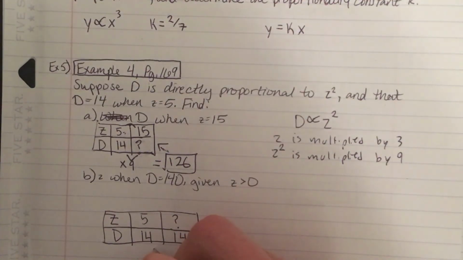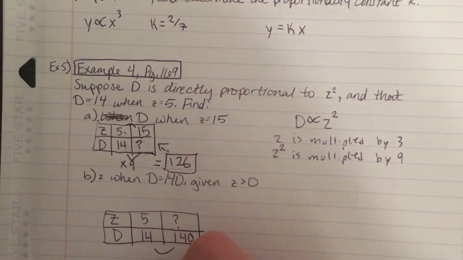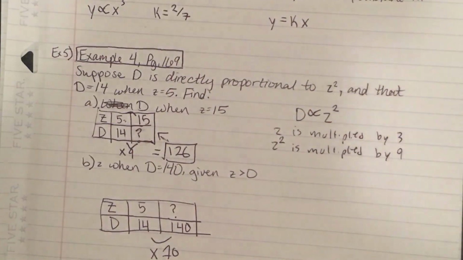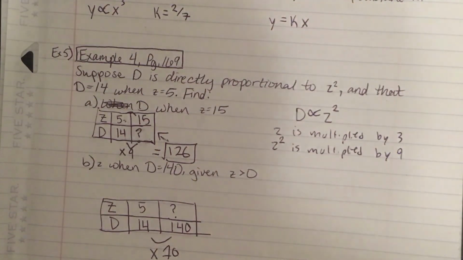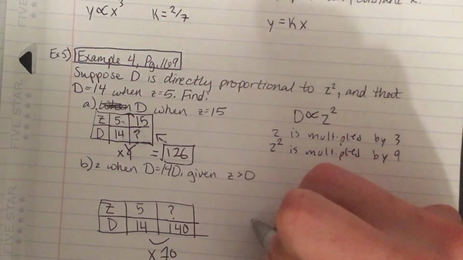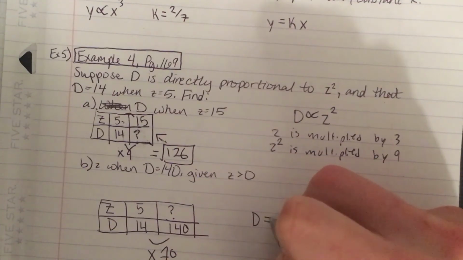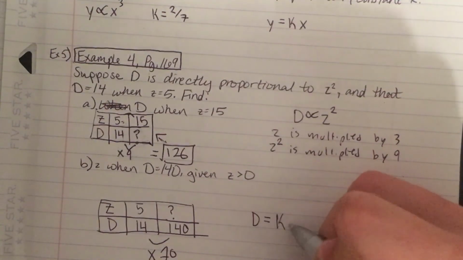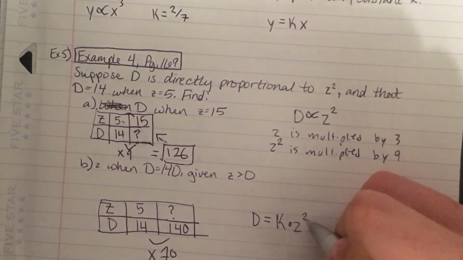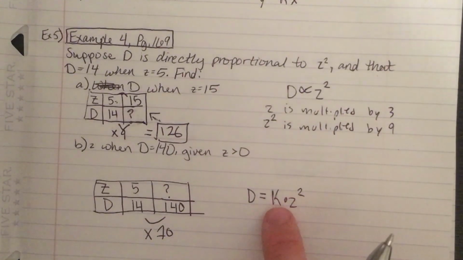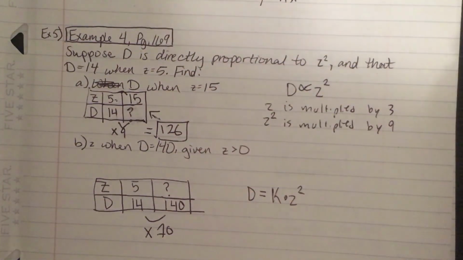And so let's see here. D got multiplied by 10 here. And we want to try to figure out what Z is based off of that. So if you were going to write an equation model for what we are writing here, we would say that D is equal to K times Z squared. And this equation model would very well work for the first one as well.